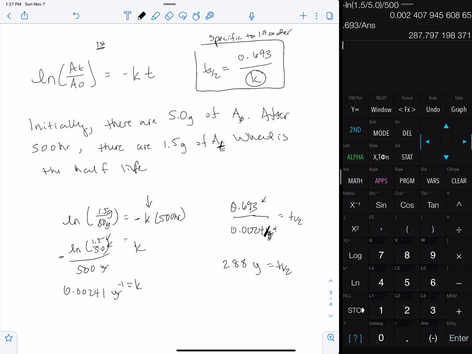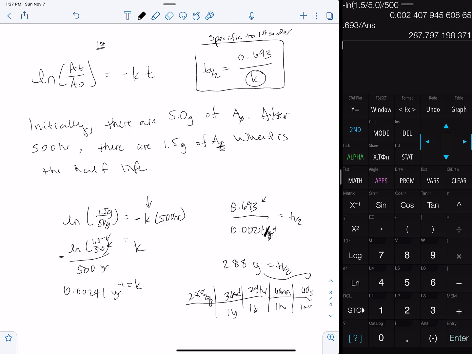Now, someone might say, hey, but I want it in seconds. Don't forget that you can take your 288 years, and then in 1 year, there are 365 days, and then in 1 day, there are 24 hours, and in 1 hour, there are 60 minutes, and then in 1 minute, there are 60 seconds. So you can do that math if someone wanted the t1/2 in a different unit.